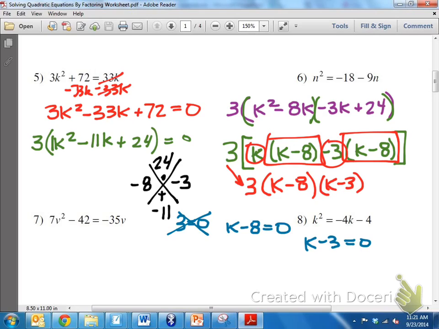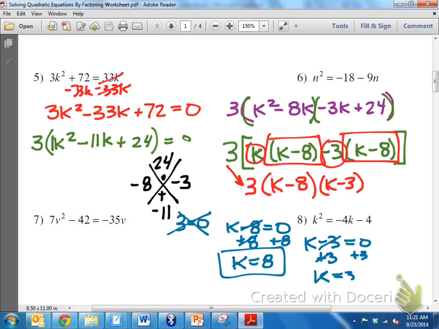So now we only have 2 things to deal with. k minus 8 equals 0. Let's start there. So in order to get k by itself, add 8. And then k equals 8. All right, on the second one, to get k by itself, we add 3, both sides, and k equals 3. So I have my 2 answers. That's how I solve. And that is where my 2 x-intercepts will be, at 8 and at 3. Those are the 2 places where my parabola will cross the x-axis.